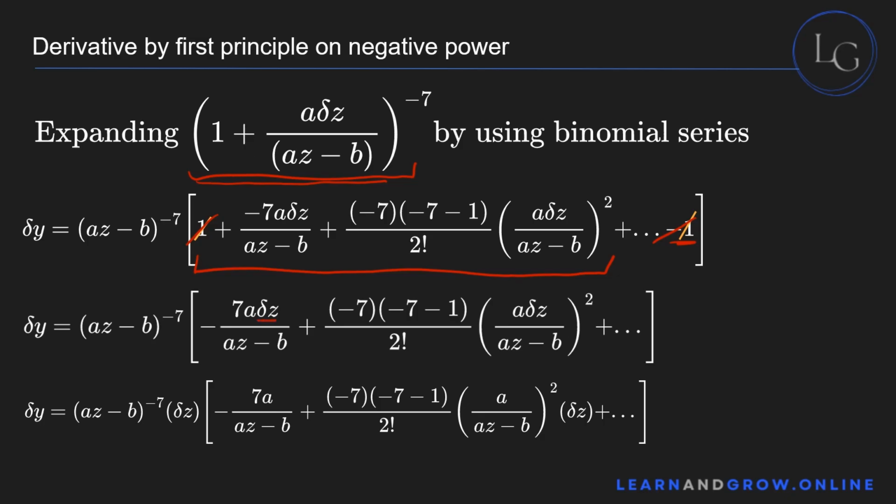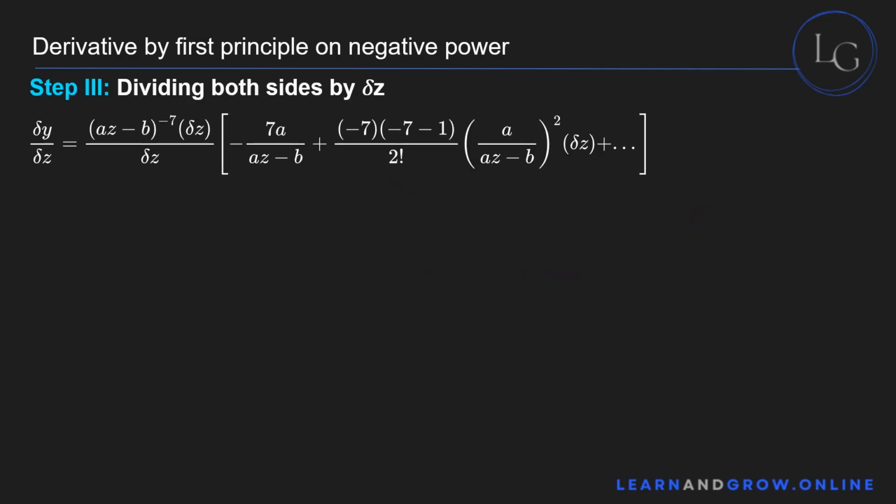So for example, this is 1 delta z, this will have delta z squared, the next term will have delta z cubed, and so on. So we'll take 1 delta z common from each expression. So step 3 is to divide both sides by delta z. So you'll have the left hand side as delta y by delta z, and the right hand side will also be divided by this delta z, and so this delta z and this delta z in the denominator will cancel out because they're in a fraction.